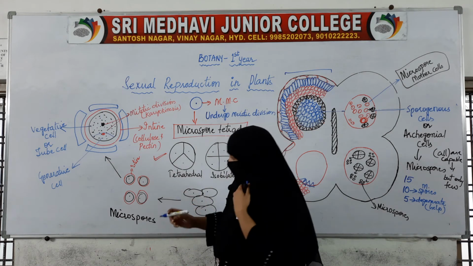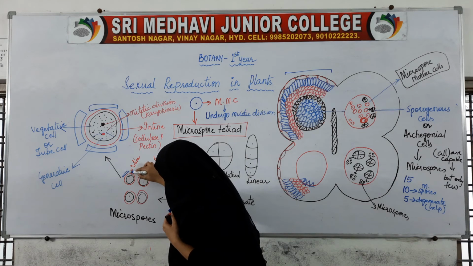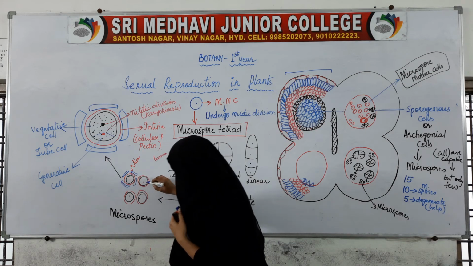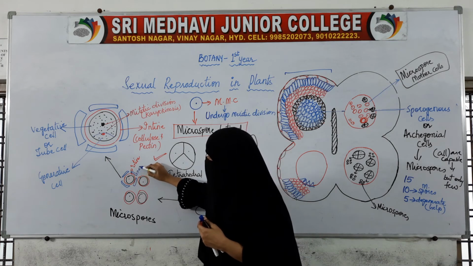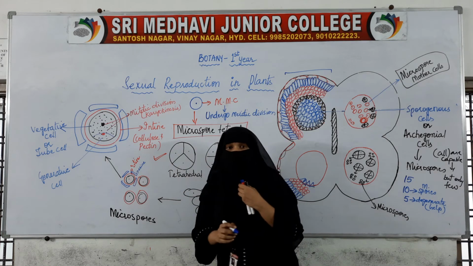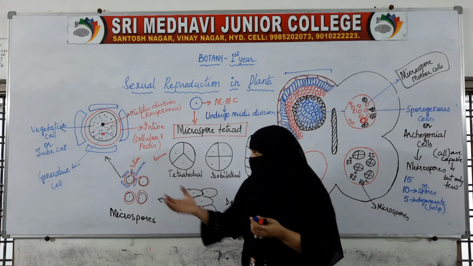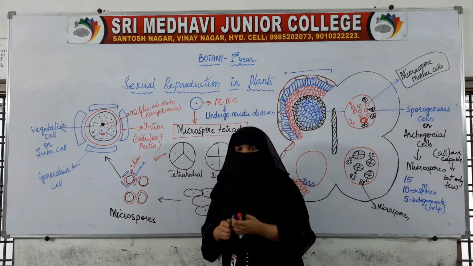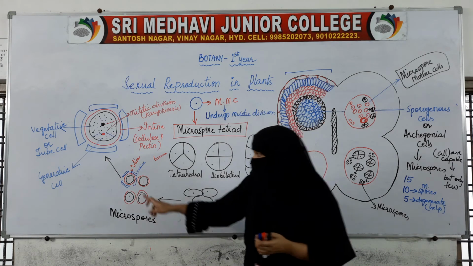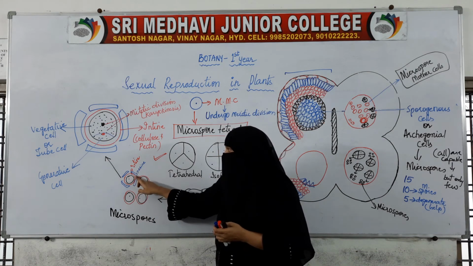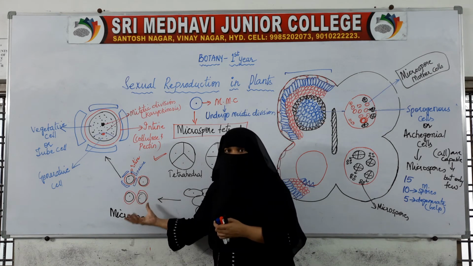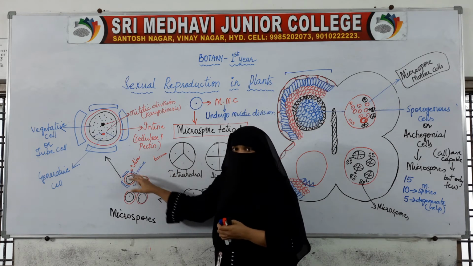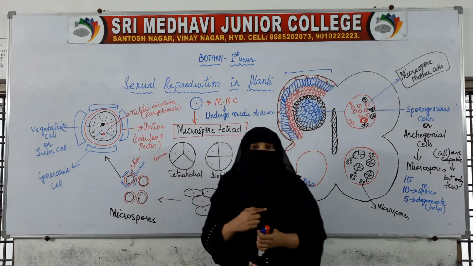And surrounding that intine, one more layer is present which is not continuous, which is broken at regular intervals. This is the second layer, called exine. The microspore will be surrounded by 2 layers. The inner layer is called intine and the outer layer is called exine. Now with this intine and exine, this microspore has changed into a pollen grain.